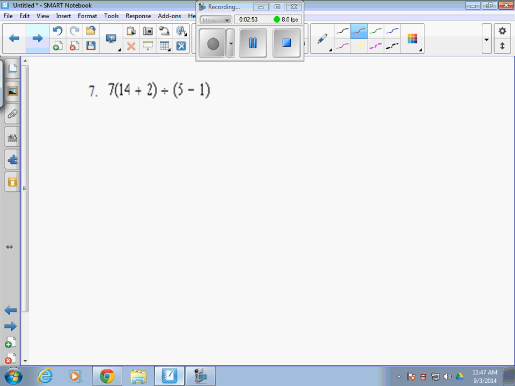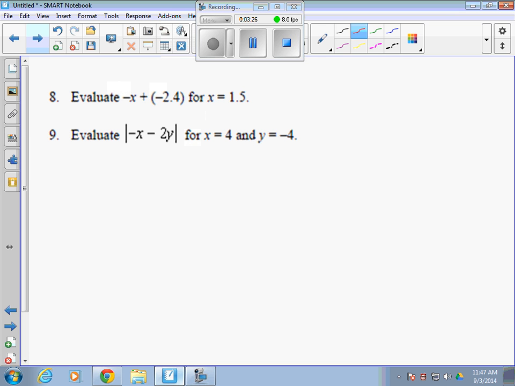Number 7 says 7 times 14 plus 2 divided by 5 minus 1. Do your order of operations. Do it inside parentheses first. 14 plus 2 is 16. It's right next to 7, so it's multiplying. Divided by 5 minus 1 is 4. So you have to do your multiplication before you do your division because you work left to right. You do 7 times 16, and you get the number 112. Divided by 4, when you divide 112 by 4, you get 28 is your simplified answer.